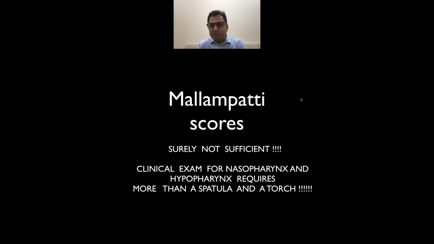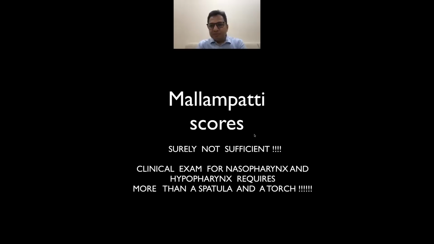Now, typically it has been taught that you look at Mallampati scores, you look at Friedman classification, and you'll know what is happening, and you can make a good judgment on what surgery is to be done. See, the problem is that the Mallampati score and Friedman position will give you some idea, but it's not sufficient. You need to see the nasopharynx. You need to see the hypopharynx.